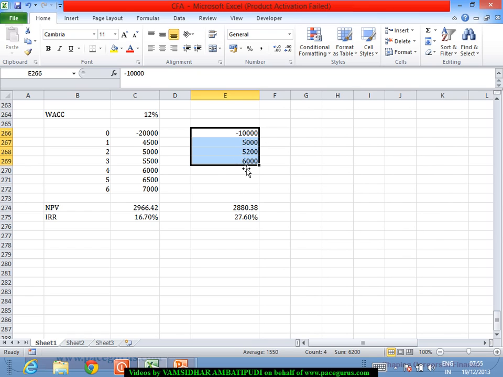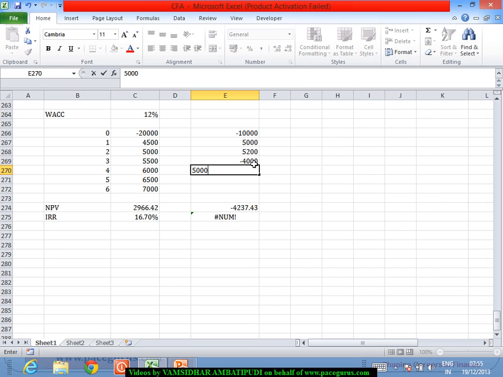Because of that, I have to invest 10,000 again here in this year, and I will get 5,000, 5,200 and 6,000 in the next 3 years. Because I have to invest 10,000 here, my net cash flow will be minus 4,000, because I am getting 6,000 but I am putting up 10,000 more, which is a net cash outflow of 4,000. And similarly then I will get 5,000, 5,200 as well as 6,000.